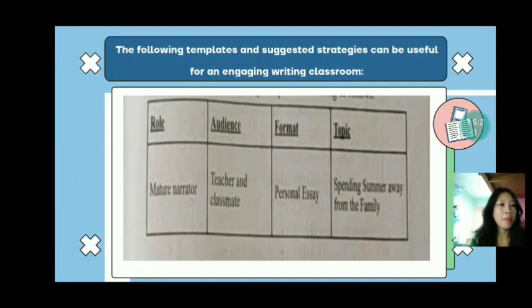So here, in this picture, it shows the RAFT model, which will serve as a guide for the students on writing a specific text. So here, the role might be a mature narrator, and the audience is the teacher and classmates. The format is personal essay, and the topic is spending summer away from the family. So in that way, the students can organize their thoughts and ideas on what will be their topic on a certain literary work.